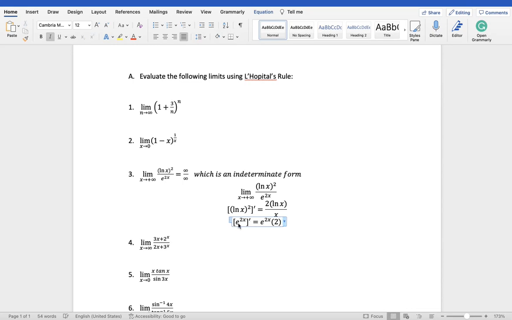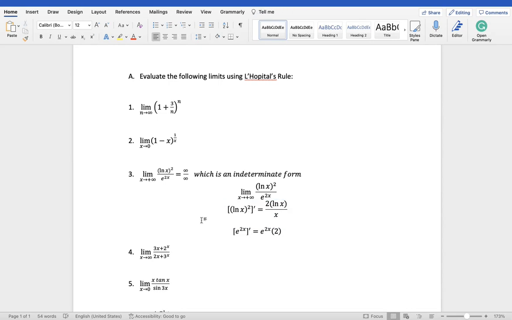So the derivative of 2x is 2, and then it is usually multiplied by ln of whatever the base is. In our case, it's ln e, but you know that ln e is just 1, so we leave it out, right?